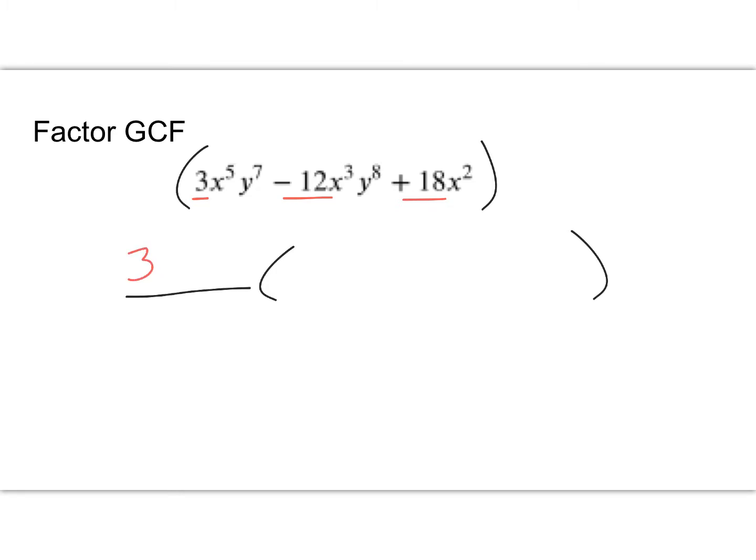So when we take something out, remember, as greatest common factor, it's like we're dividing. So 3 divided by 3 is 1. -12 divided by 3 is -4. 18 divided by 3 is 6.